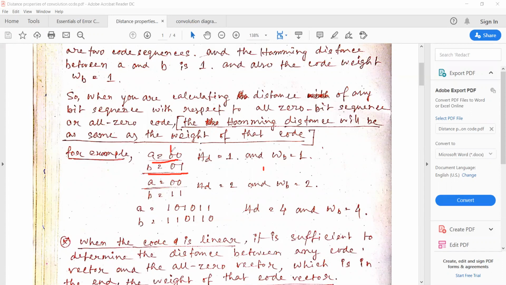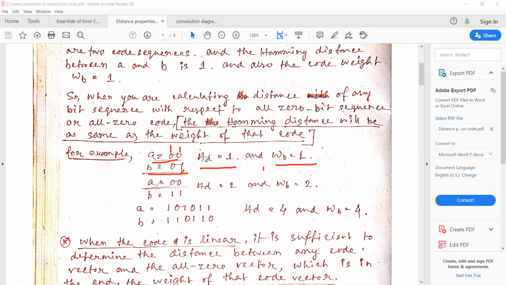Because the first position bits are the same, but the second position bits are dissimilar. So that's why the Hamming distance is 1. And also the weight of B. So B, I'm taking 0, 1. So the weight of B is also 1. Because what is the weight? Weight of the bit. I already told you that weight is basically the number of 1s present in the bit sequence. That means the number of 1s present is 1. So WB equals 1. So Hamming distance equals 1 and WB equals 1.